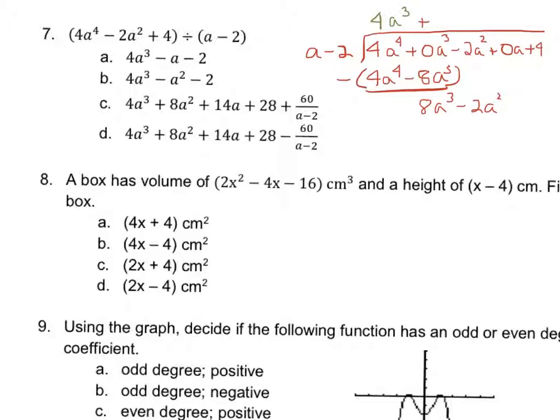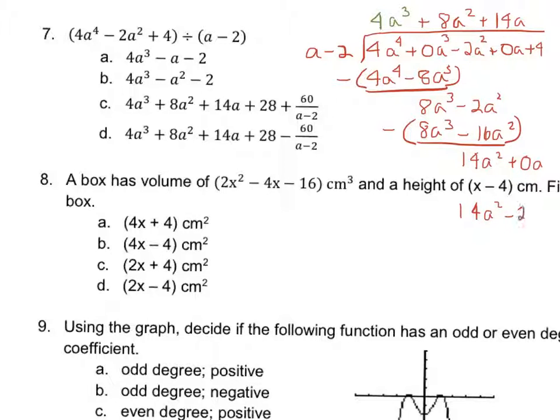I'd have to take a times an 8a squared to get 8a cubed minus 16a squared. Subtract that entire line. It's going to be a 14a squared, and I bring down the 0a. Now I'm going to have to take a times a 14a. That gives me 14a squared minus 28a. Again, subtracting, so it becomes positive 28a, and I bring down the 4.